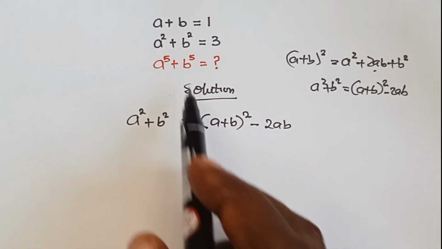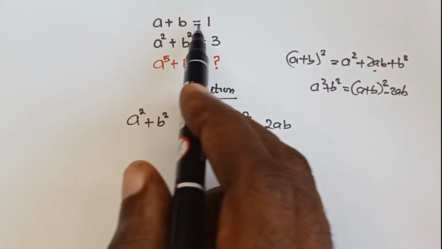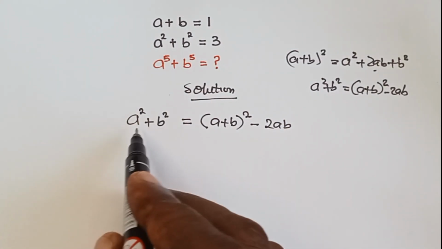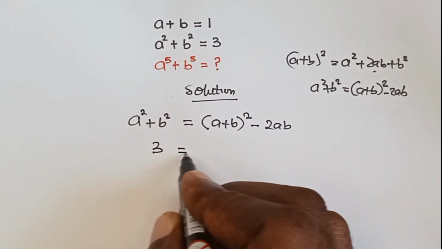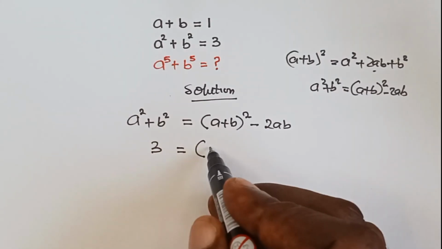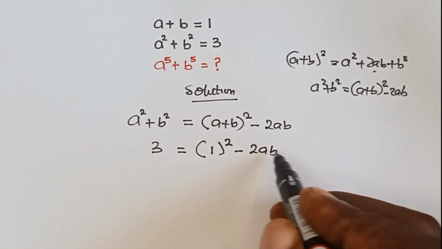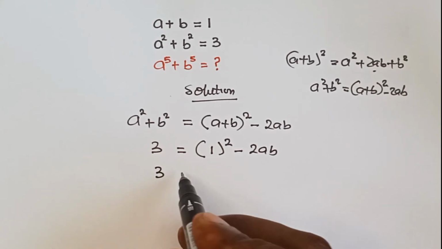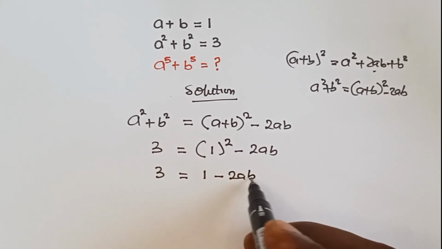And then you know that our a squared plus b squared is 3, while our a plus b is 1. So it means that a squared plus b squared is 3. I'm going to write 3 here, equals, what is our a plus b? A plus b is 1. So we have 1 squared minus 2ab. Okay, this is 3 equals 1 minus 2ab.